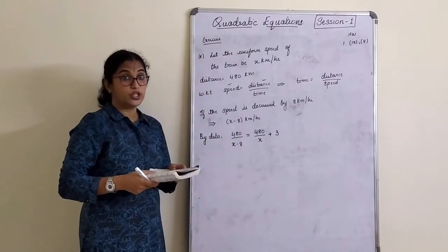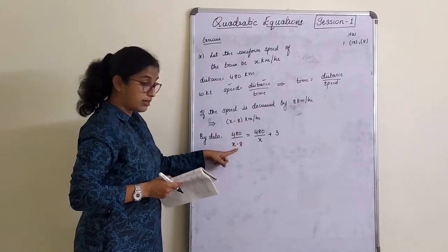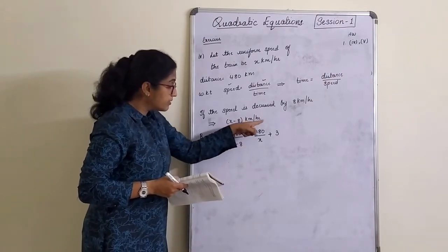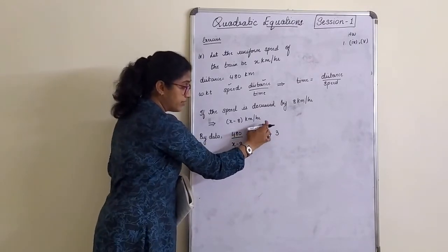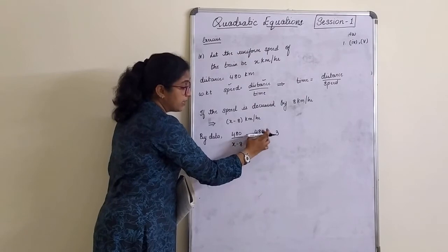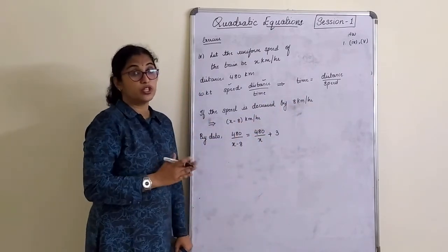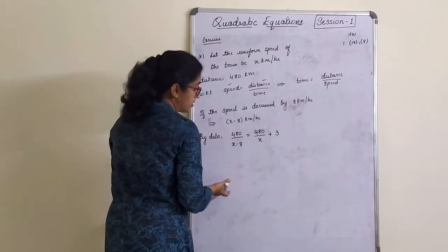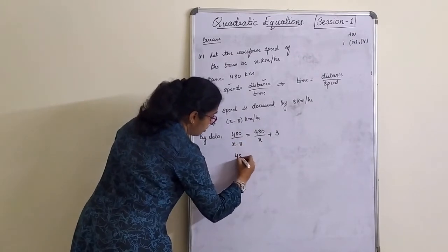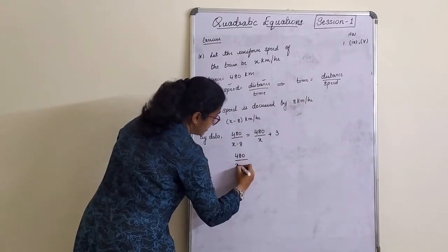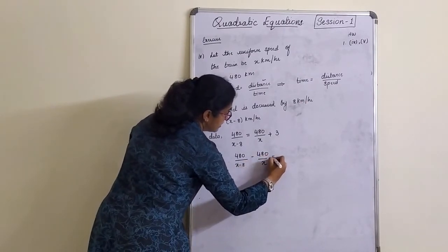Did you understand the equation here? If the speed was reduced by 8 km, that is what I have written here. If I am taking some time to travel this journey, if I reduce the speed, the time taken would be this time plus extra 3 hours. This is the equation you should know to write. Now it is simple, frame it, shift this x term here. So 480 upon x minus 8 minus 480 upon x is equal to 3.